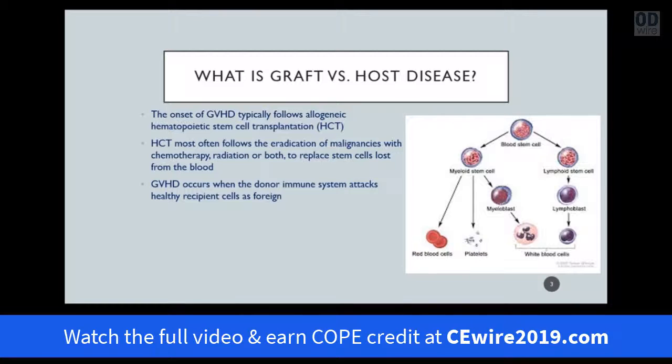So what is graft-versus-host disease? Stem cell transplantation is a therapy commonly used for patients suffering from a range of malignant and non-malignant hematologic diseases. That would include anemia, leukemia, thrombocytopenia, autoimmune diseases, and some inherited metabolic disorders.